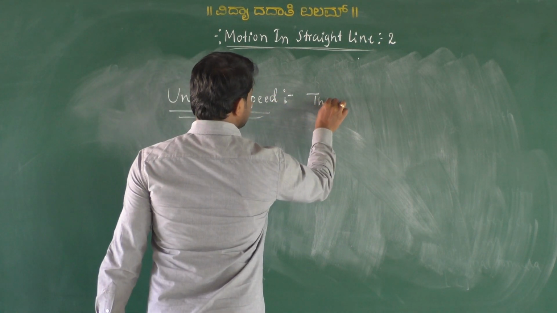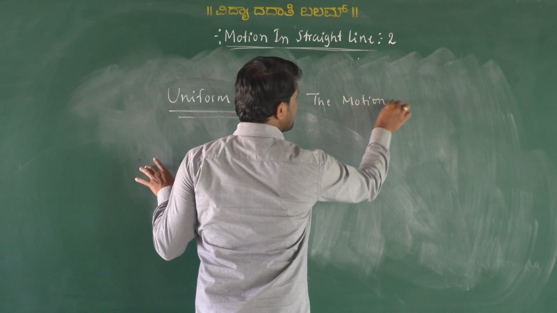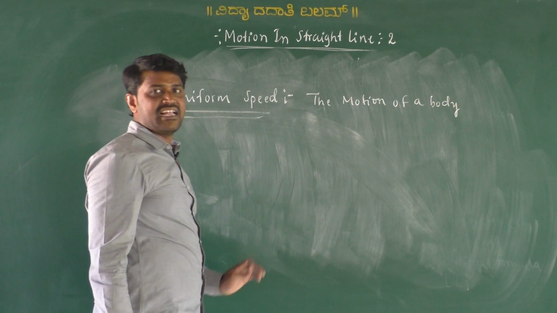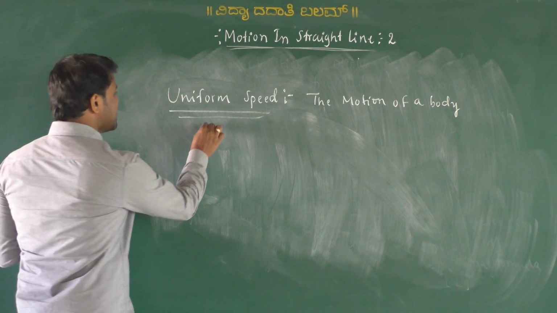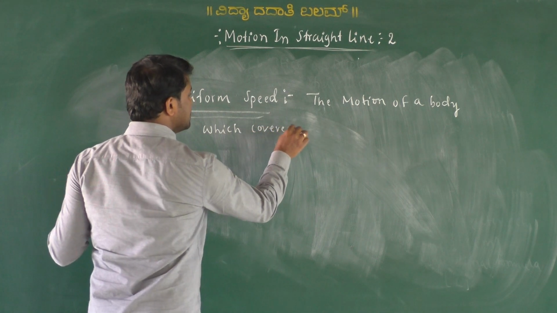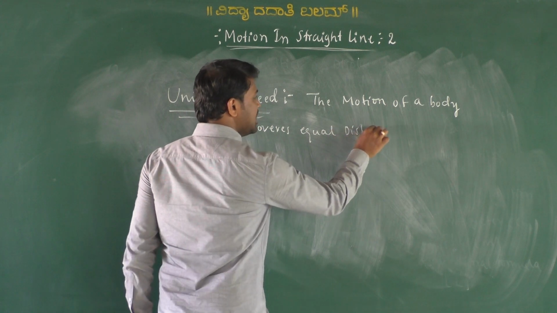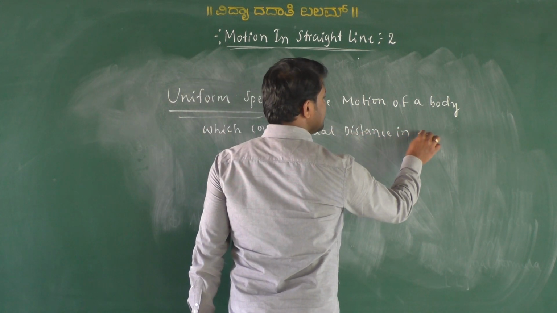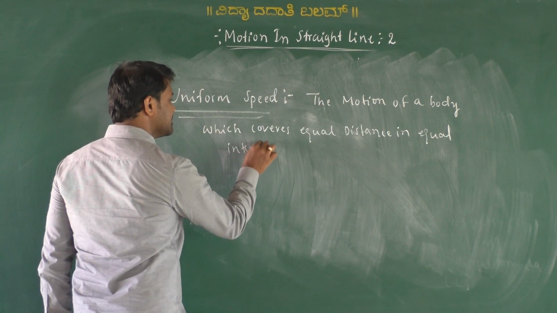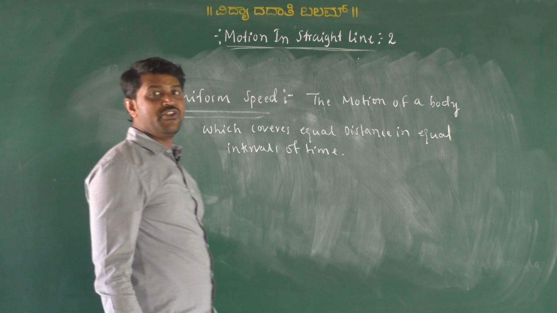ದಿ ಮೋಷನ್ ಇಟ್ ಈಸ್ ಡಿಫೈನ್ಡ್ ಆಸ್ ಹೇಗಂದ್ರೆ, the motion of a body. Sometimes we can use the particle also. The motion of a body which covers equal distance in equal intervals of a time, that is called as uniform speed.